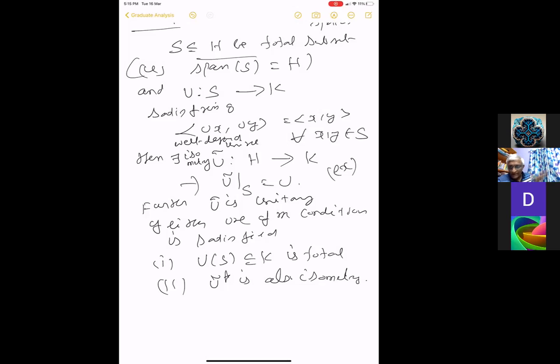Once it preserves the inner product, it preserves the norm also, of course. Since it preserves the norm, it's well defined. You don't need to check that it's well defined, because for different linear combinations, if you have two linear combinations, the difference will be 0, and you can check that it's actually well defined. See, if S is a basis, if S is linearly independent, then it is automatically well defined. But you don't need that. Even if it is just a total set, because it preserves the inner product, it will be automatically well defined. So convince yourself of that.